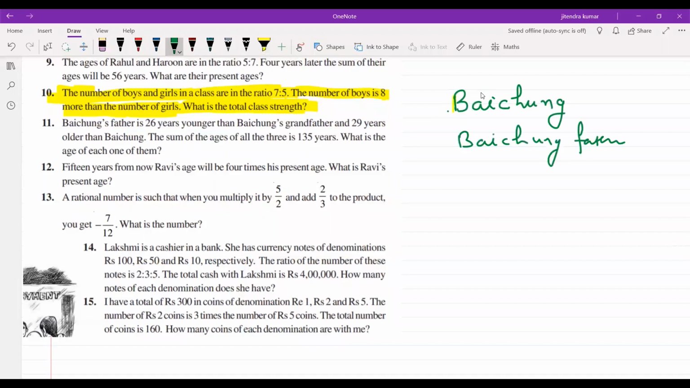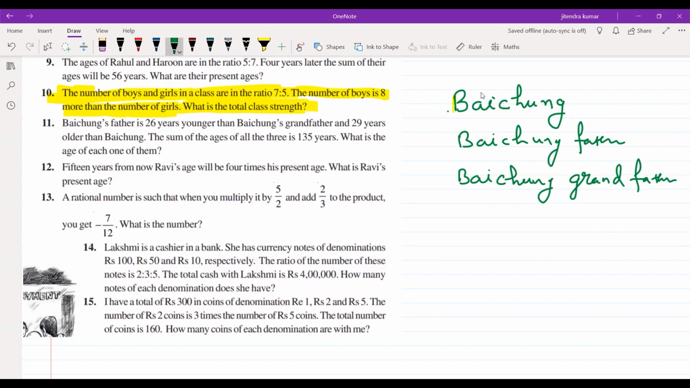And another is Baichung's grandfather. Okay, so there are 3 persons which are named in this question. So I'm just writing down, just trying to break the question so that we can easily understand it. So there are 3 persons here: Baichung, Baichung's father, and Baichung's grandfather.